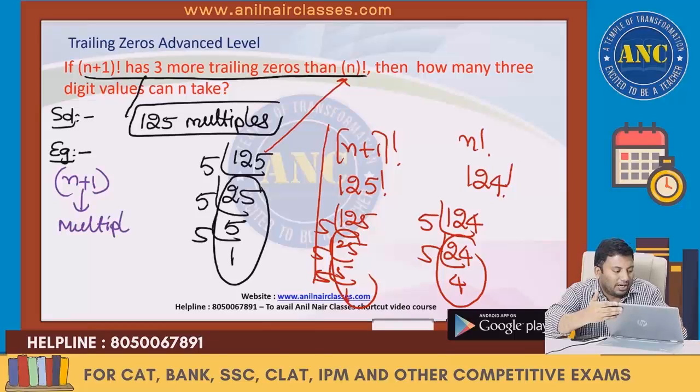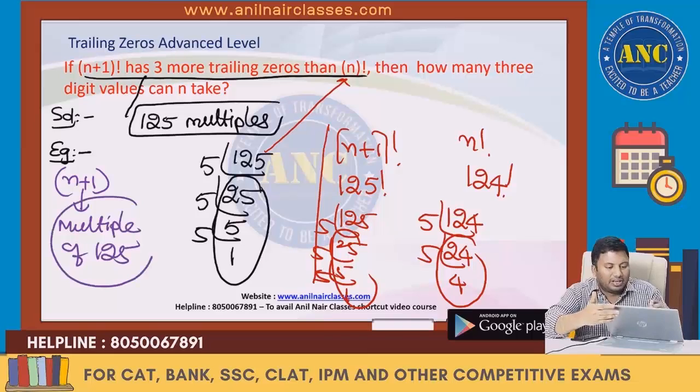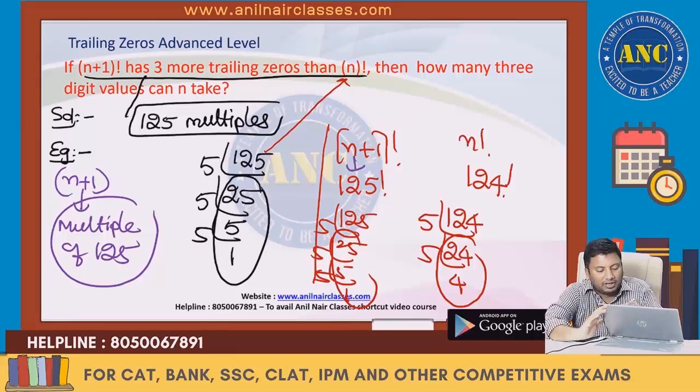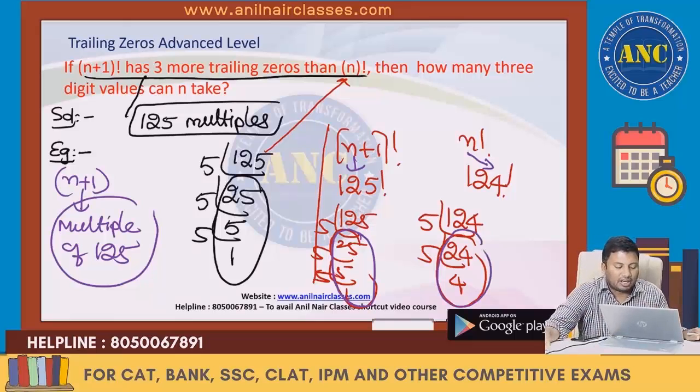I hope the idea is clear. N plus 1 should be a multiple of 125. N is not a multiple of 125. If n plus 1 is a multiple of 125, n will be 124. For 125 I got a total of 31, for 124 I got a total of 28. The difference between 31 and 28 is 3. I hope it is clear.